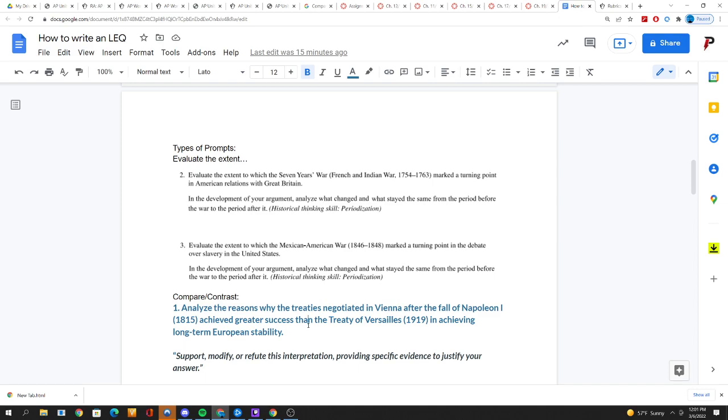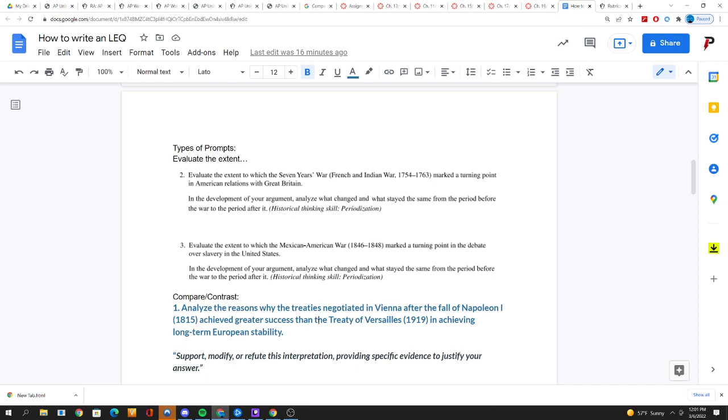So when you get a compare and contrast prompt and you want to do it, you do the same thing as I said for evaluate the extent. Most of this is going to be the same feedback from me. You want to create two body paragraphs, with evidence and analysis, and another piece of evidence and analysis, and another body paragraph with the same thing. But you don't want to try to compare and contrast the things. You actually want to just explain them, okay?